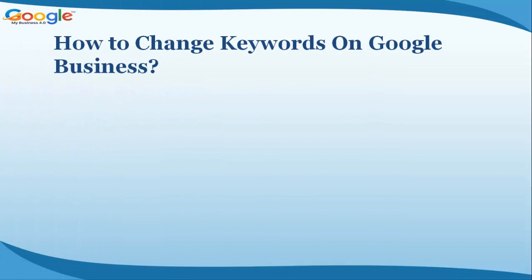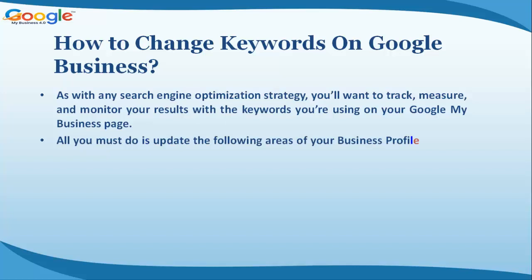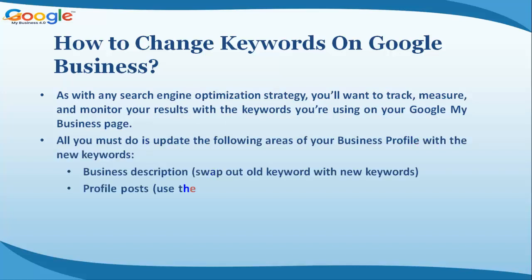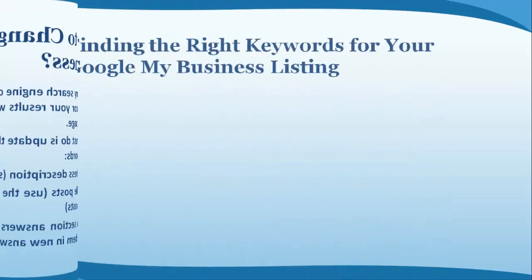How to change keywords on Google Business. As with any search engine optimization strategy, you'll want to track, measure, and monitor your results with the keywords you're using on your Google My Business page. All you must do is update the following areas of your business profile with the new keywords. Business description. Swap out old keywords with new keywords. Profile posts. Use the new keywords in the new posts and consider deleting old posts. Q&A section answers. Edit your answers to include new keywords and use them in new answers.